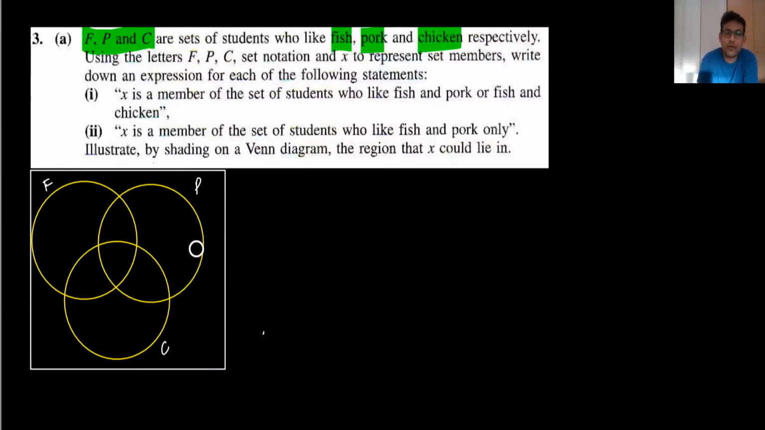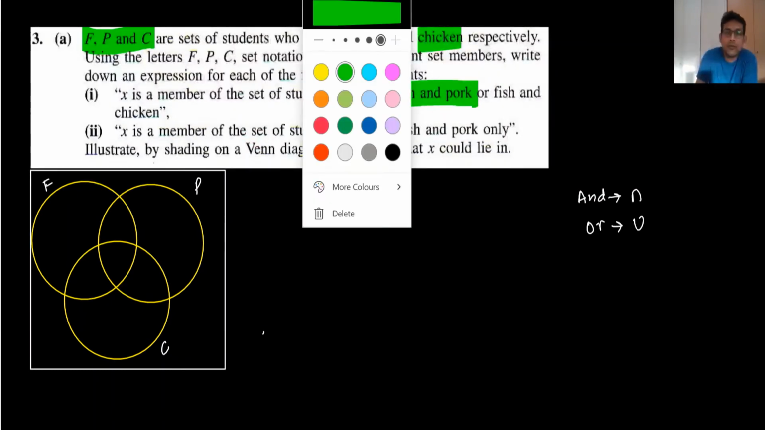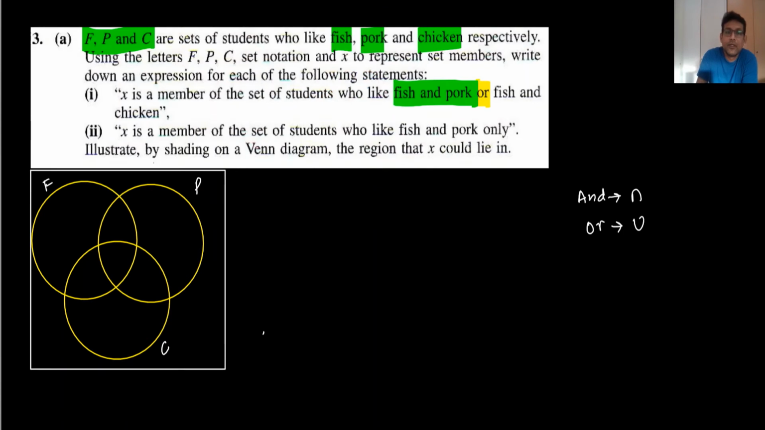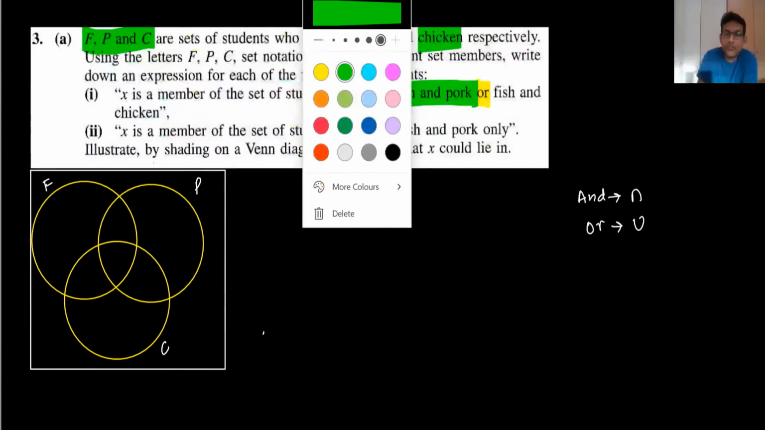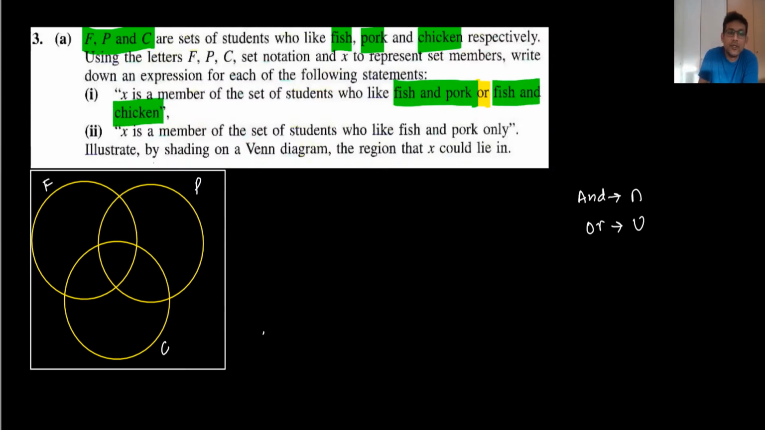Using the letters F, P, C, we have already used x to represent set members. Write down the expression for the following. Okay, right. x is a member of, like I have already told you, and means intersection and or means union. This is very important. Okay. So x is a member of the set of students who like fish and pork. Fish and pork means we're talking about intersection. And then we have one more thing here, or. And then we have again fish and chicken. So when we're talking about this part, fish or pork, so or means union. Oh, sorry, it's n. Fish and pork means intersection.